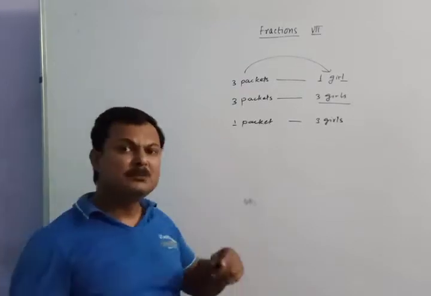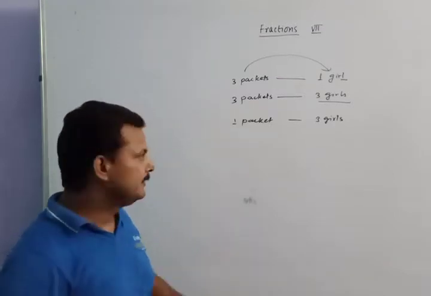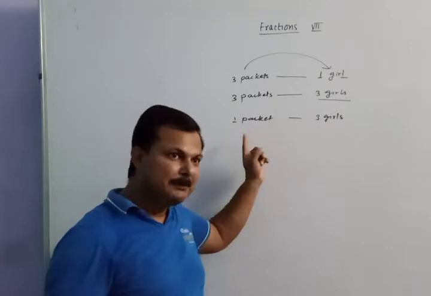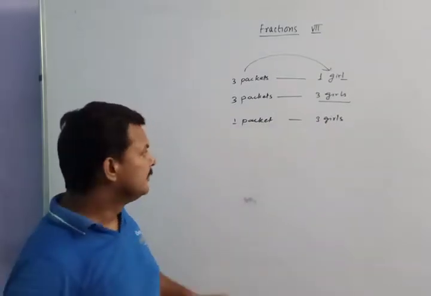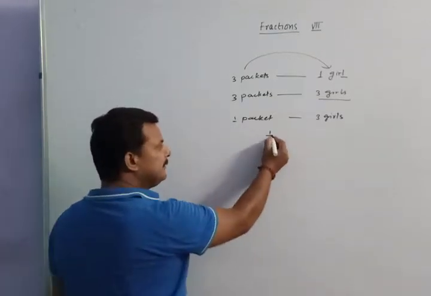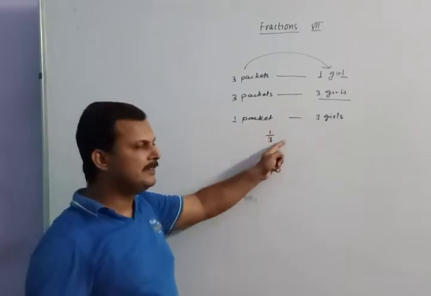It means a new number will come into existence that is known as fraction. You can't offer a whole packet to three girls. You have to open the packet and then divide. Similarly, you will get a new number. This packet is being divided among three girls, which means each girl will get 1 by 3.